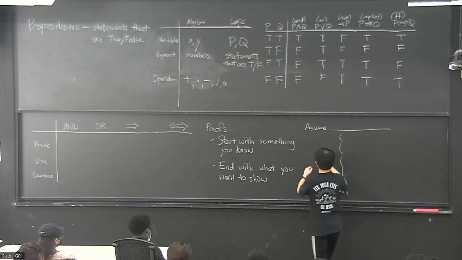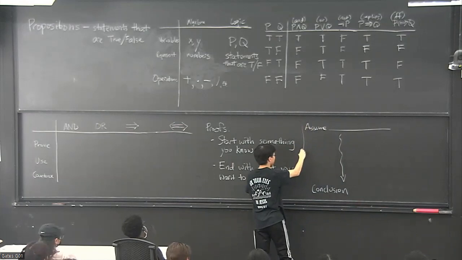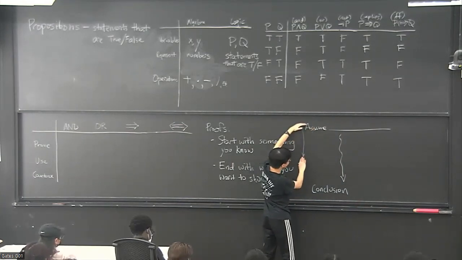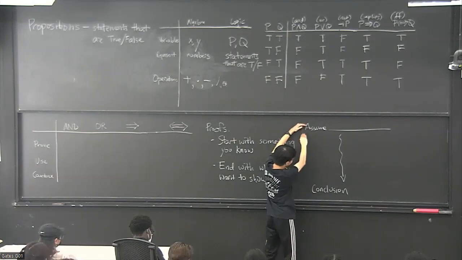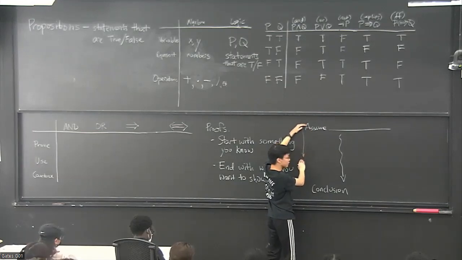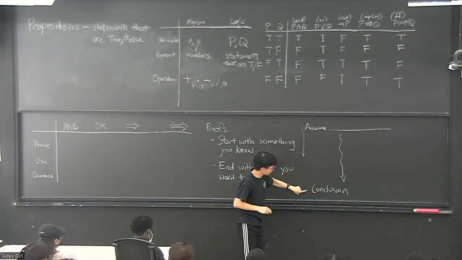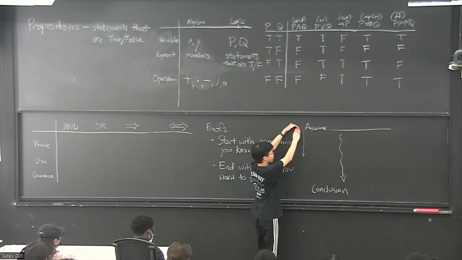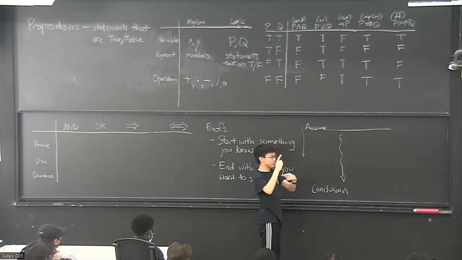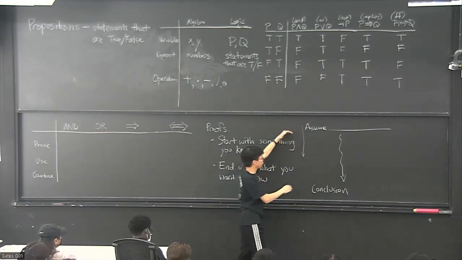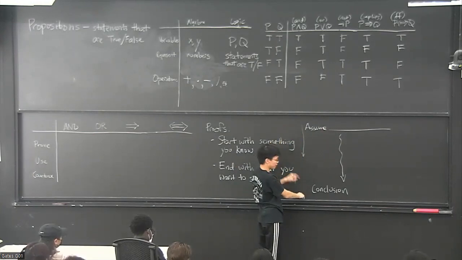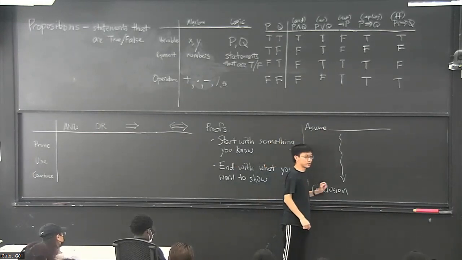And as you are progressing through the proof, the statements here are the statements that you know, and the statement down here is the statement that you want to show. This is the stuff you already know, and by logical deduction and reasoning, you keep generating newer and newer statements until you get to the statement you want to show.